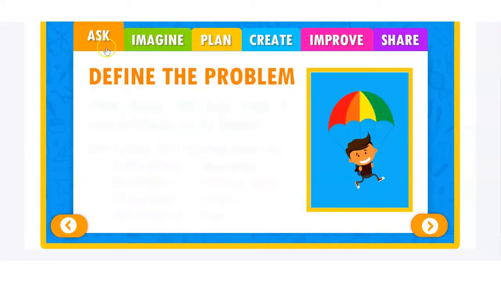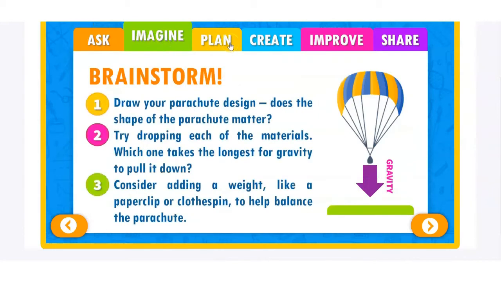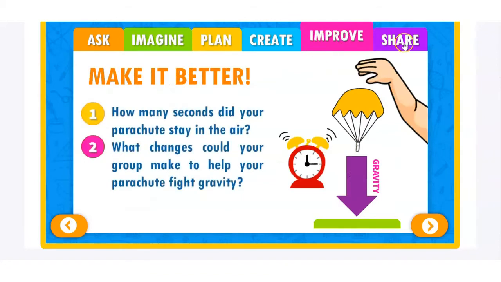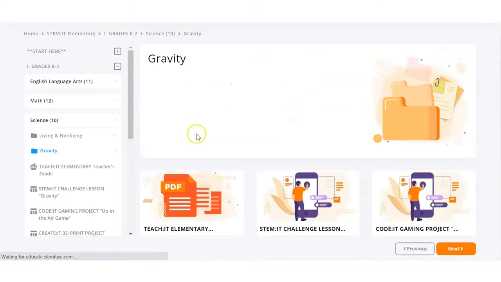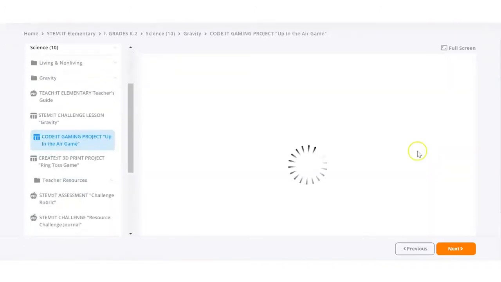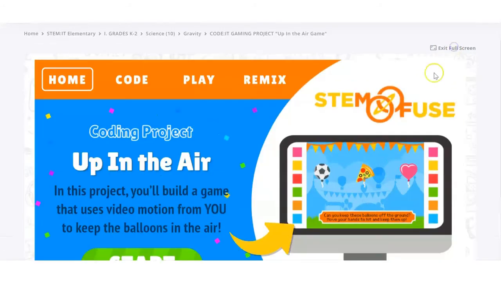And then you will walk your students through the engineering design cycle. Students have an engineering design journal that is digital. So again, if you're doing this via distance learning, you will be able to do this remotely. Let's take a look at the coding. The same thing applies. Students can do this at home, or they can do this with you in the classroom.